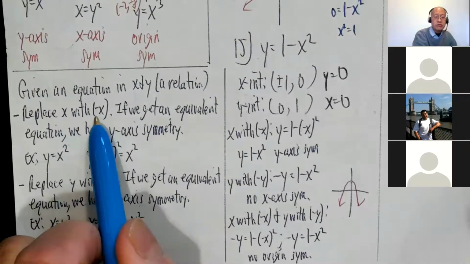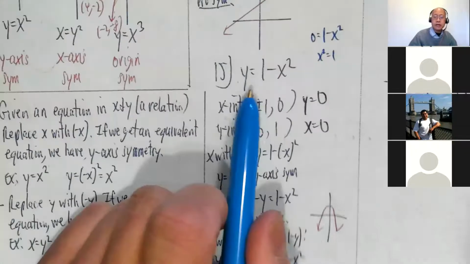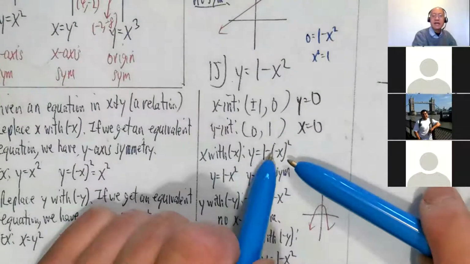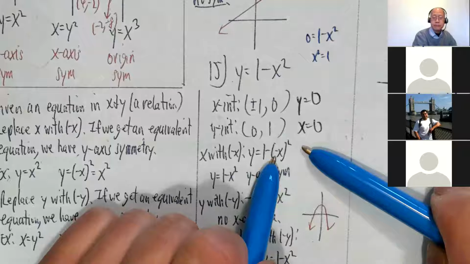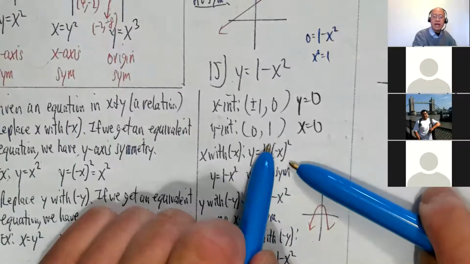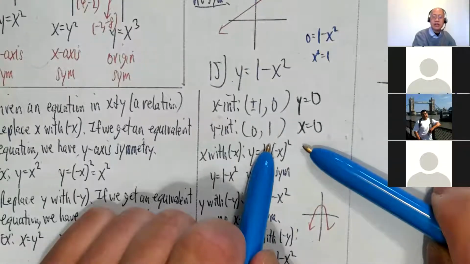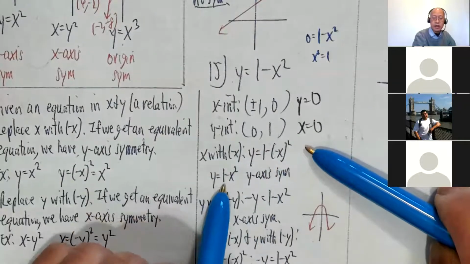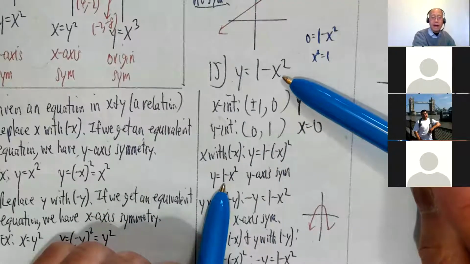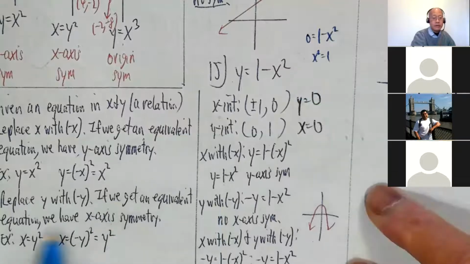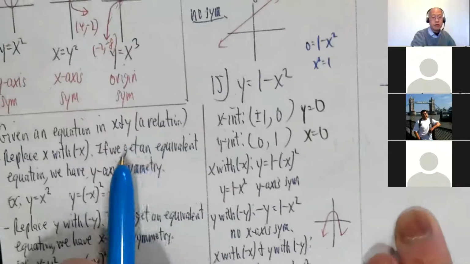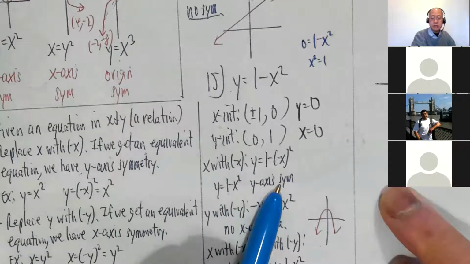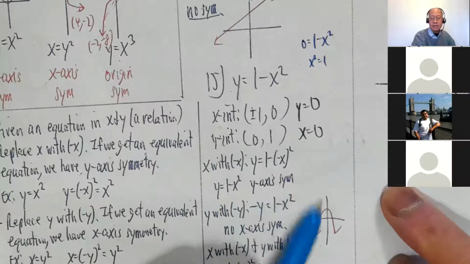So I replace x with negative x. So in the original, take a look at this. Replace x with negative x. So it's 1 minus negative x squared. But what is negative x squared? Negative x times negative x is the same as x squared. So this equation is the same as y equals 1 minus x squared. I do get the equivalent equation back. So if we get an equivalent equation, we have y-axis symmetry. So yes, we have y-axis symmetry by this analysis.